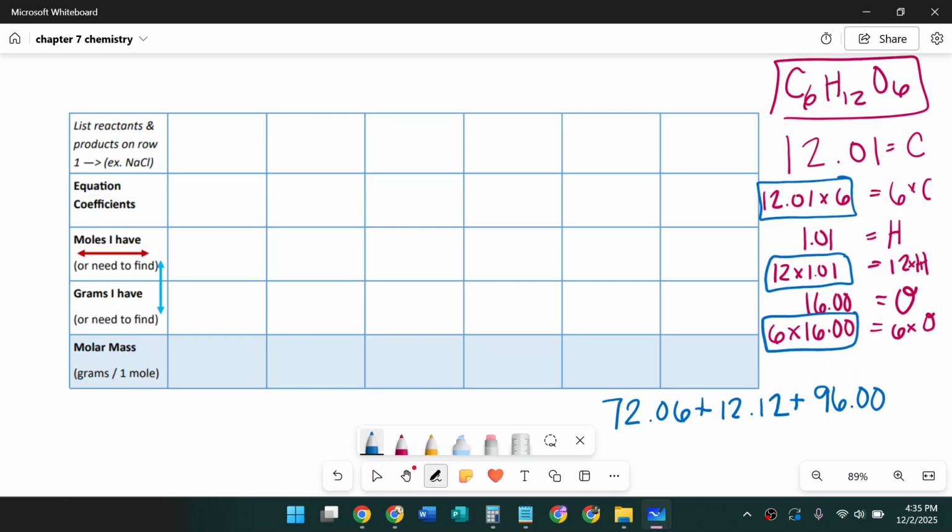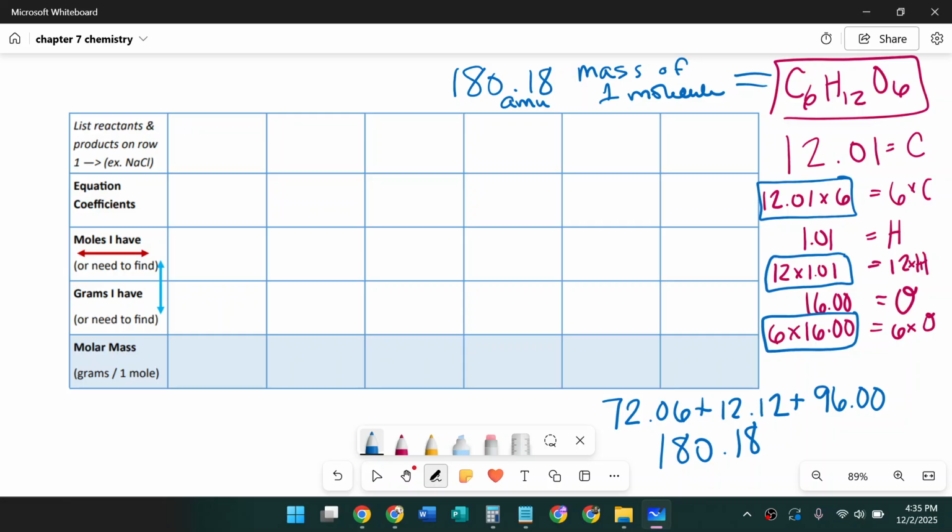Let me do that real quick and make sure. 12.01 times 6, plus 1.01 times 12 plus 6 times 16, and I got 180.18. That's the mass of 1 molecule. The reason I'm allowed to do this is because that number on the periodic table tells us the mass. Now that is in AMU because that's what the periodic table gives us.